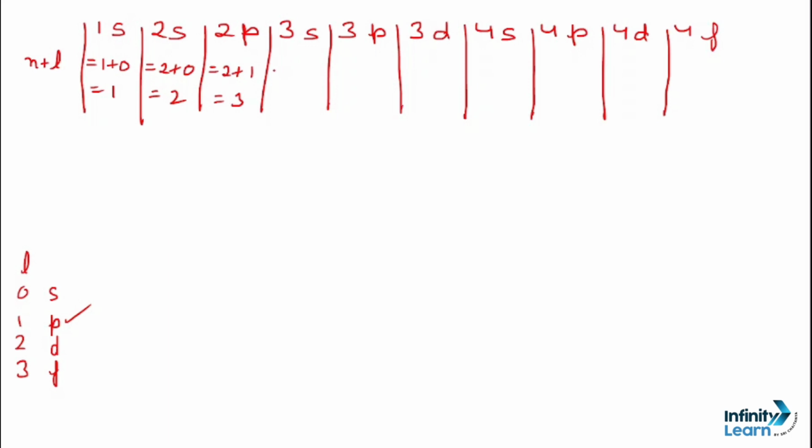And in 3s, the n value will be 3 and s value, as we know, is 0. So the answer will be 3. In 3p, value of n will be 3 and p is 1.